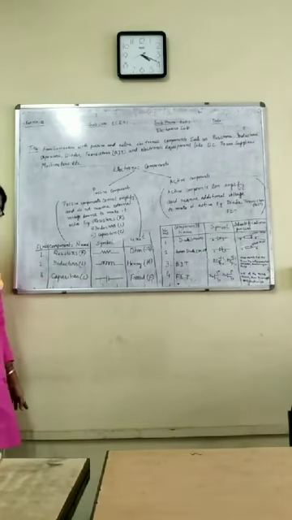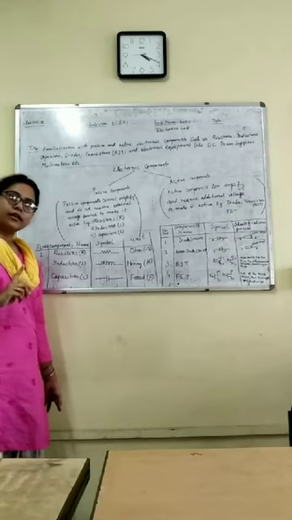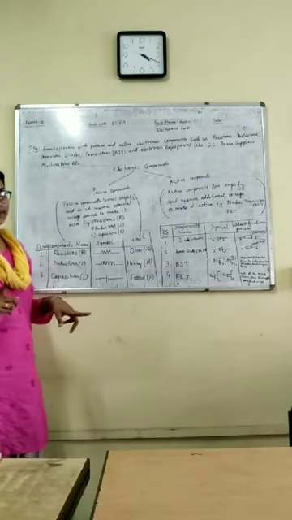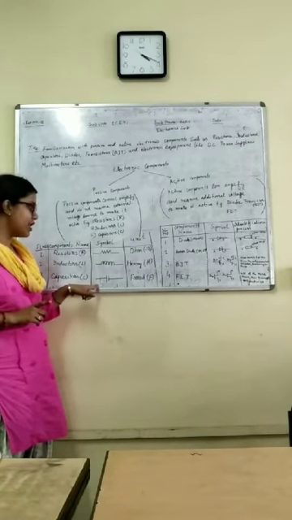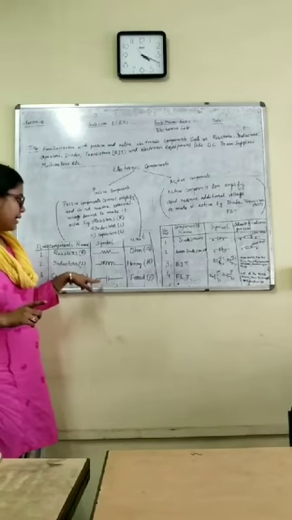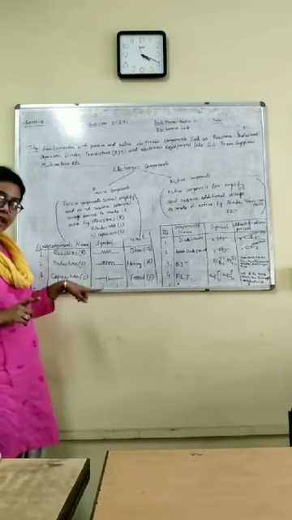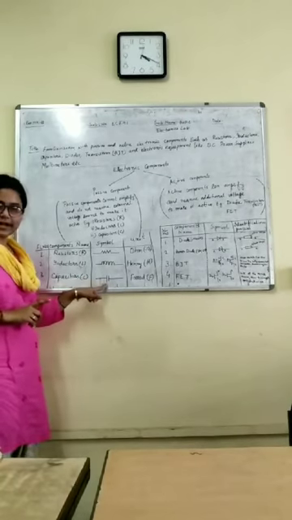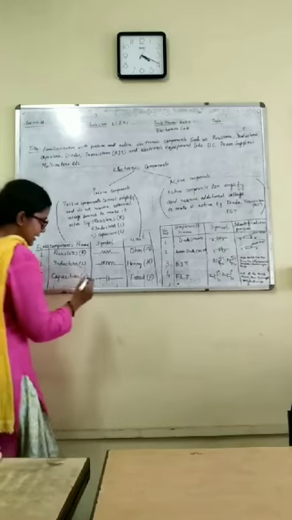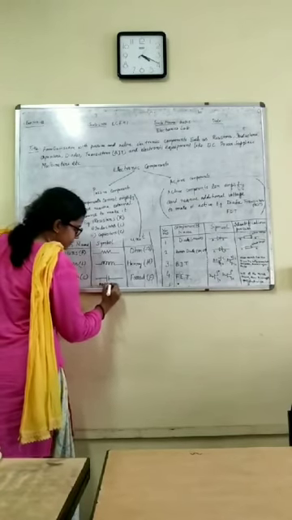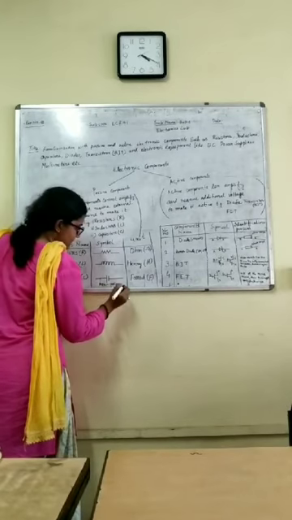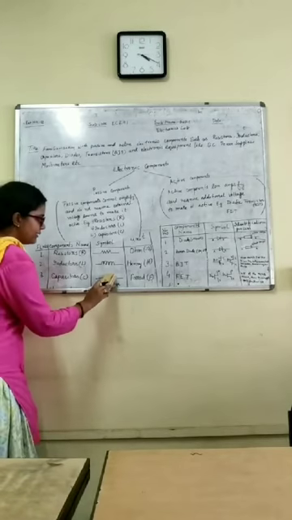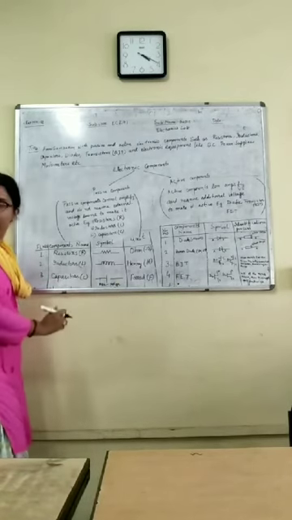And capacitors are of two types: variable capacitor and fixed capacitor. This is the fixed capacitor symbol. There are two types of fixed capacitor: polar capacitor and non-polar capacitor. So this is a non-polar capacitor, and this is the polar capacitor. This is non-polar. There are polar capacitors also.